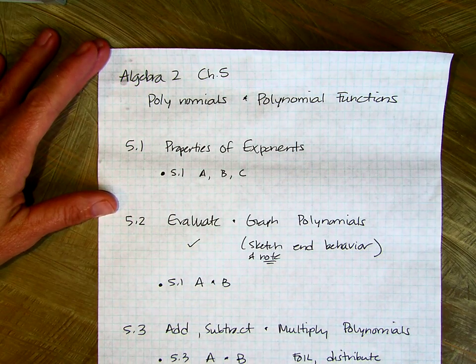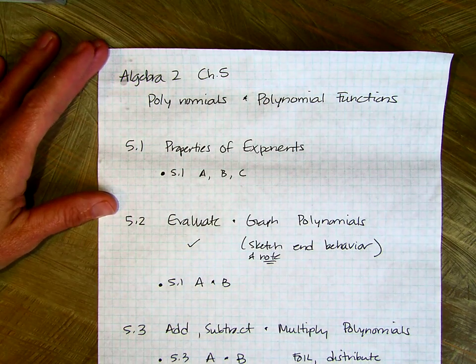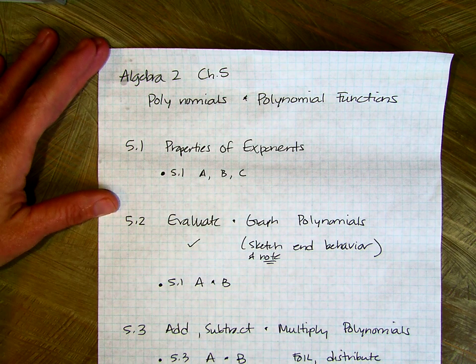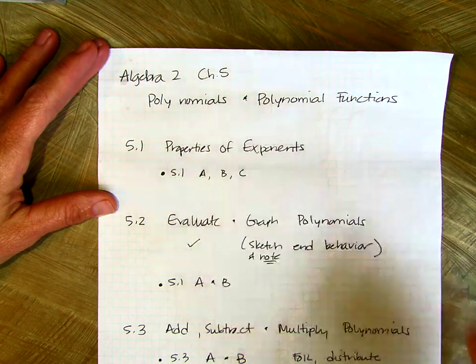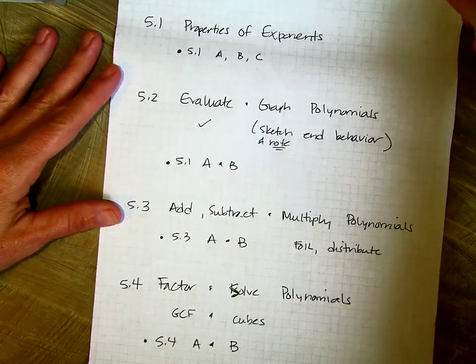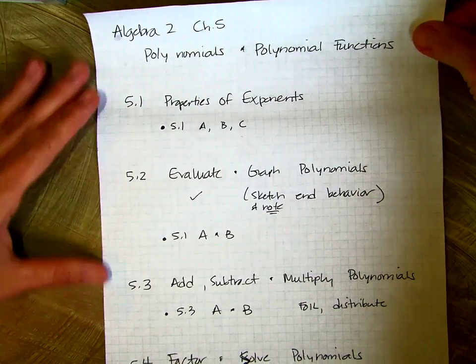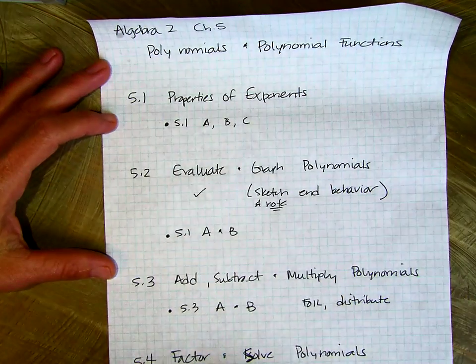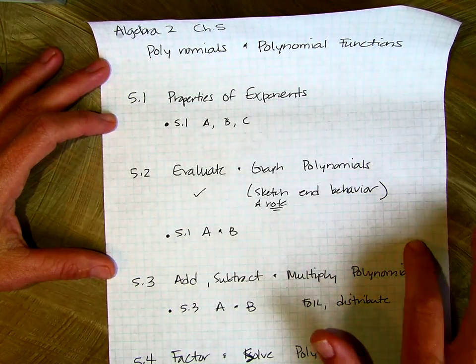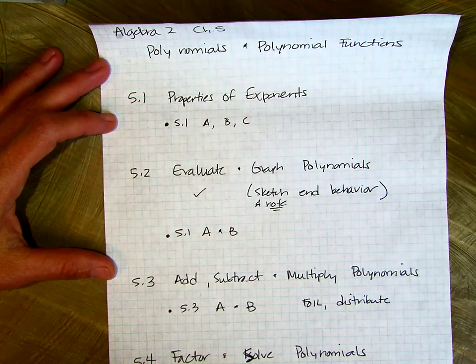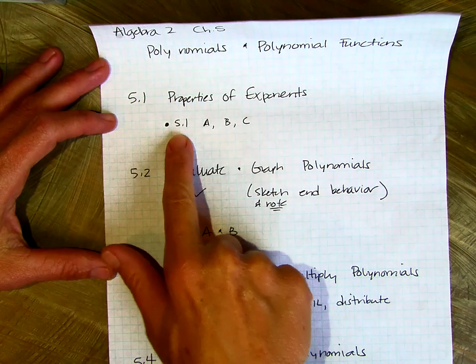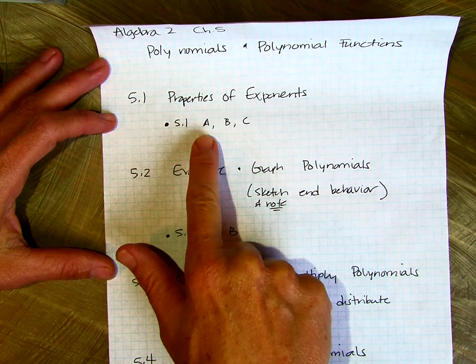Okay, so for November camp, you'll be responsible for beginning Chapter 5, which is about polynomials and polynomial functions. And I'm going to ask you to do the first 4 sections. And this is a lot about practice, practice, practice. And in particular, how to deal with exponents.